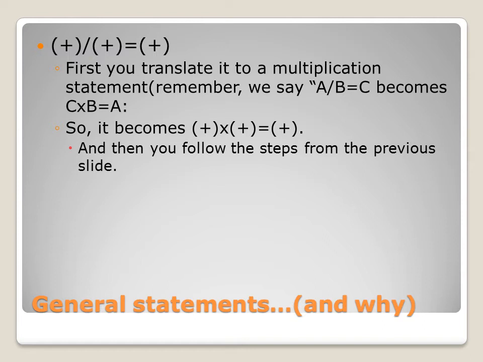Okay, let's look at this next division statement. We have a positive divided by a positive equals a positive. We know this is true because first you translate it to a multiplication statement. Remember, we use this formula: A over B equals C becomes C times B equals A. It's always helpful to keep track of what your A, B, and C are when you translate it. So when we translate it into multiplication, it becomes positive times positive equals positive.